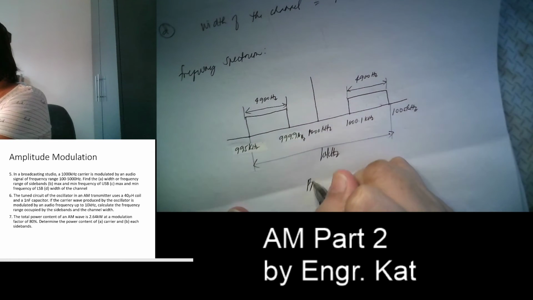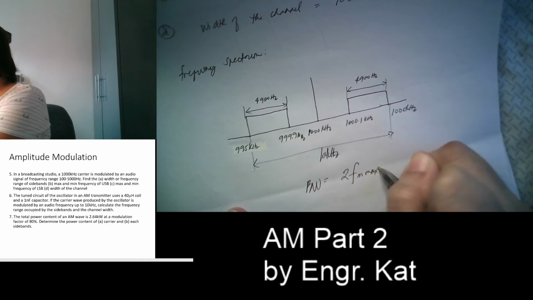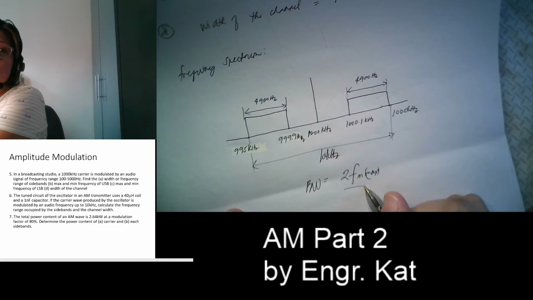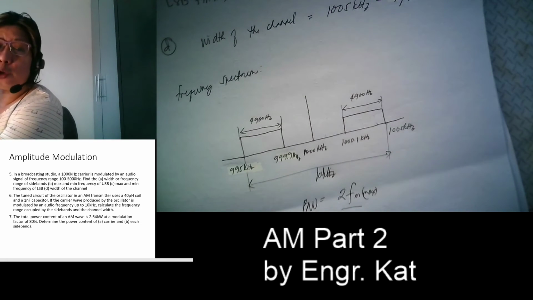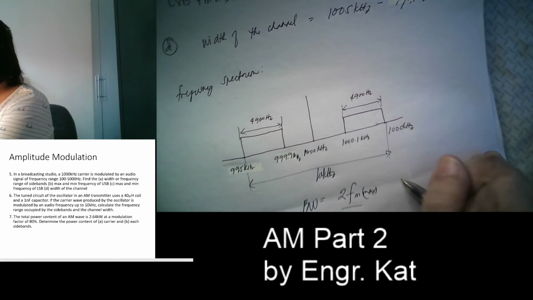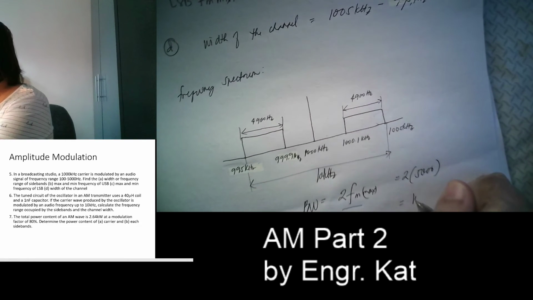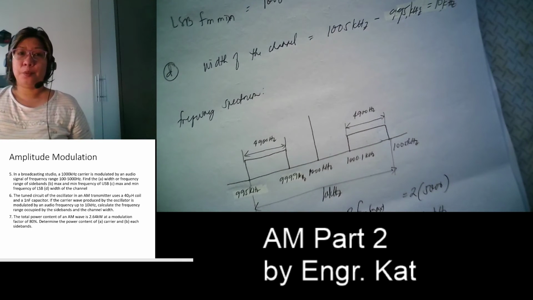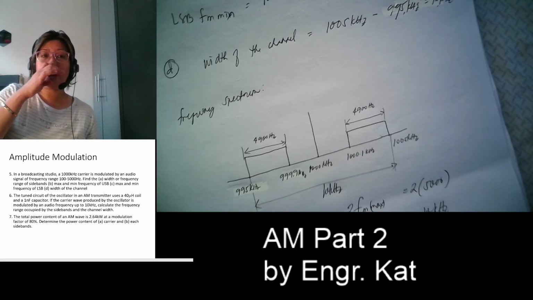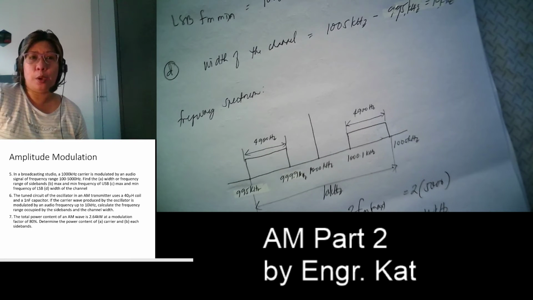Okay? Another way of solving for the bandwidth is 2 times the maximum modulating frequency. So from 100 to 5,000 hertz, what is the maximum there? Of course, the maximum there is 5,000. So this is 2 times 5,000, which will give you 10,000 hertz for the bandwidth. Okay, so this is how your spectrum will look if you have a complex waveform.